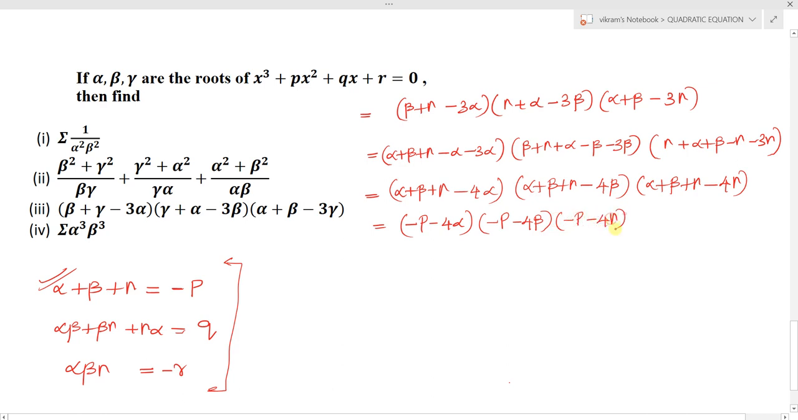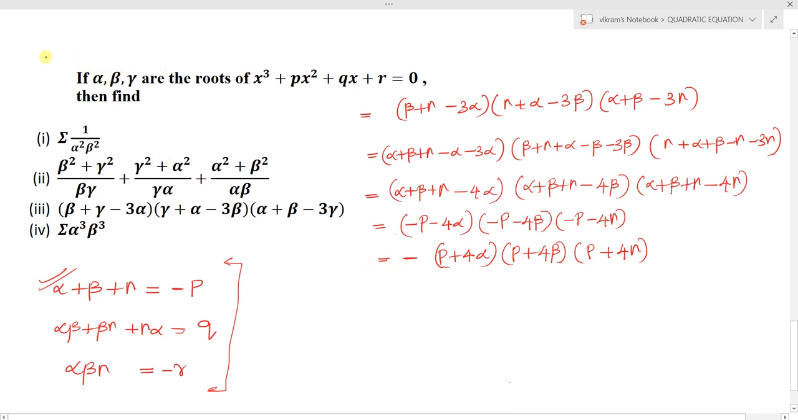If we take minus as common from each and every term, the product gives minus times minus is plus, and again minus, and finally we get this as minus of (p plus 4 alpha) into (p plus 4 beta) into (p plus 4 gamma). Now we need to simplify this.